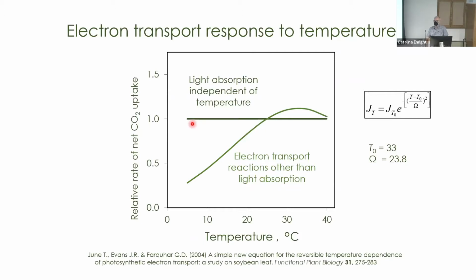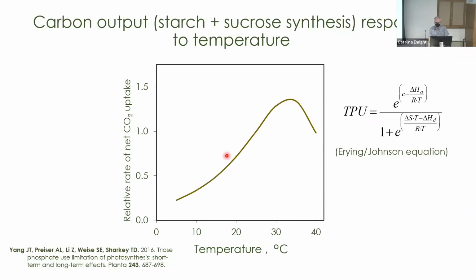People think that electron transport is going to be independent of temperature. And the actual process of absorbing light energy is independent of temperature. But when you look at electron transport, you've got to deal with all of the components of electron transport, things moving through membranes and that kind of thing. And it ends up looking somewhat like that. And then when we look at carbon output, how fast you take carbon out of the Calvin-Benson cycle, you get a stronger temperature response, but then a decline up here. And so we use that Eyring-Johnson equation for that.